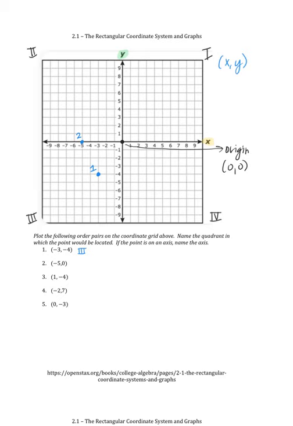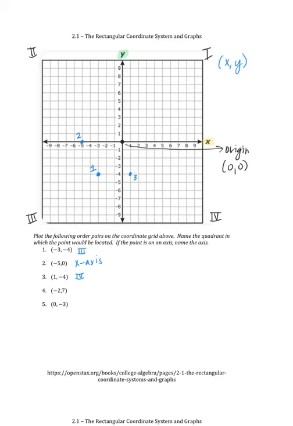That is not in a quadrant. It lies on the axis between quadrants 2 and 3. That's on the x-axis. So that's what you would write down. All right, number 3 is 1, -4. So we're going to go right 1, down 4. So there's point 3. And you can see that that is in the 4th quadrant.